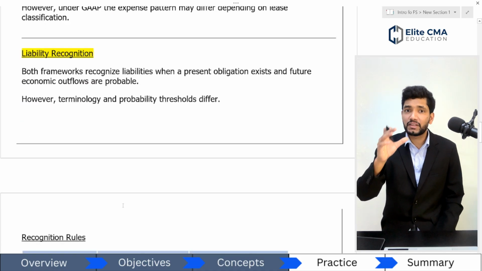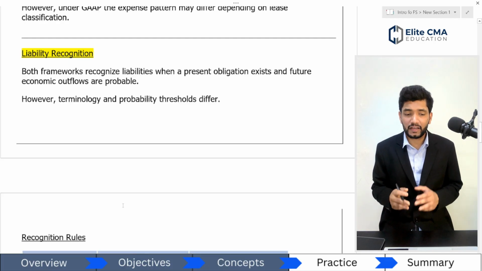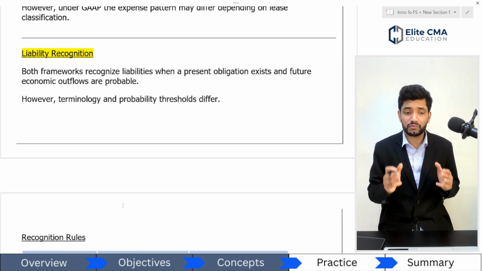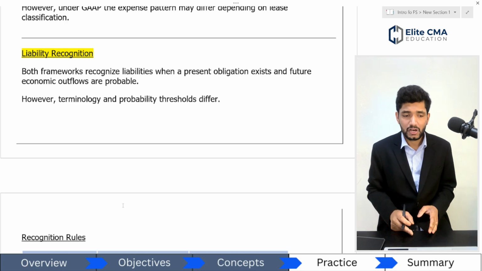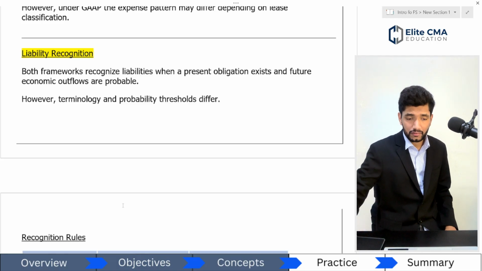Then let's move into liability recognition. Both frameworks recognize a liability when a present obligation exists and a future economic outflow is probable. However, terminology and probability thresholds differ.